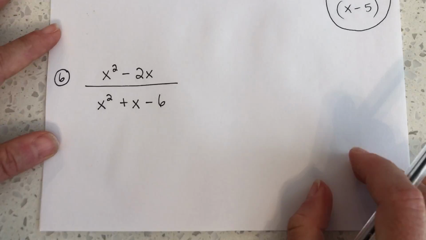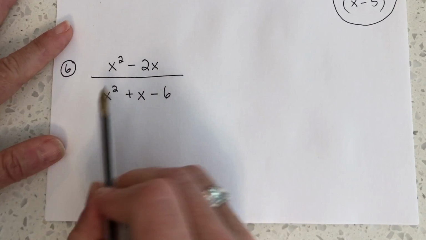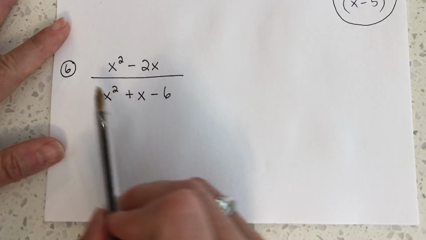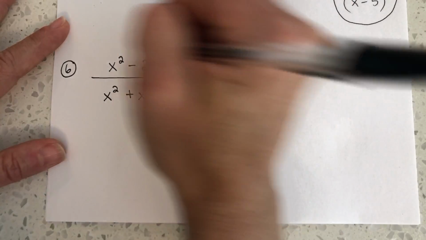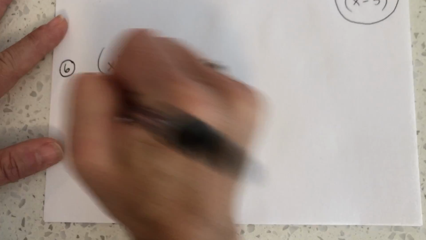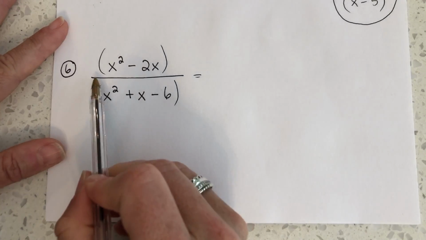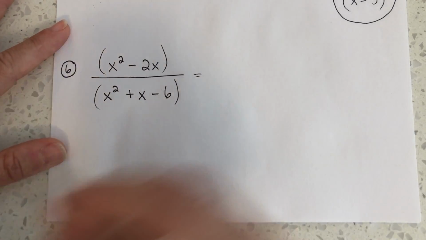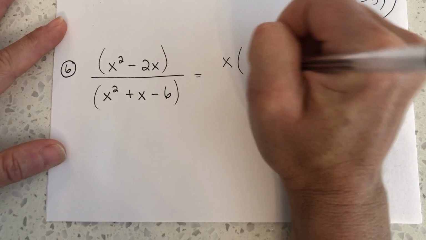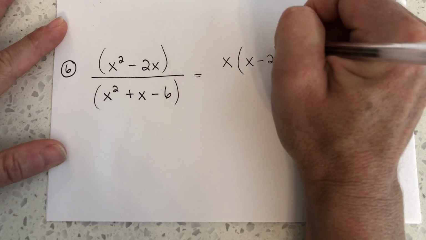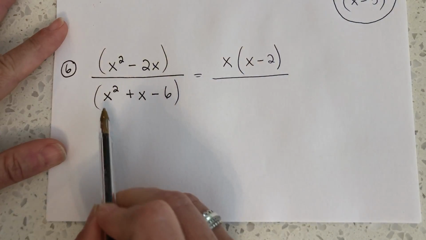Okay? A couple more. We're getting there. All right. Let's simplify this, right? So we look to factor first because right now this is a package and this is a package. All right. What does an x squared and a 2x have in common? An x. That's going to leave you with an x minus 2 over.